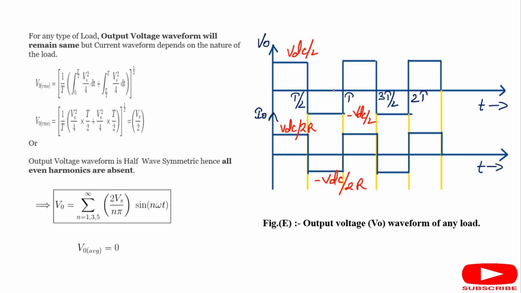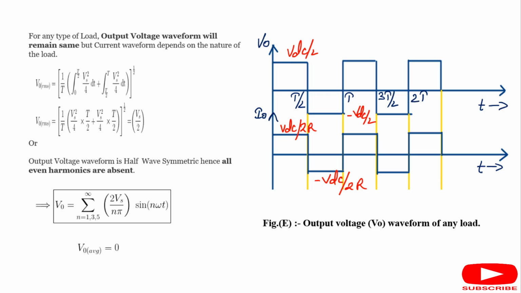For the time period of 0 to T, we integrate the square of the magnitude of the output voltage VDC by 2 for the time period of 0 to T by 2, plus the square of the output voltage minus VDC by 2 for the remaining half, and then when we take the root of this expression, it comes out to be Vs by 2. So the RMS output voltage is Vs by 2.